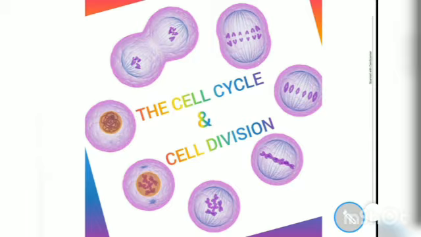Eukaryotic cells show highly regulated, systematic and controlled cell division called mitosis and meiosis. These are the two types of cell division. Mitosis is an equational division. It is the characteristic division of somatic cells, that means your vegetative or body cells. Meiosis is the reduction division. It is the characteristic division of reproductive cells.